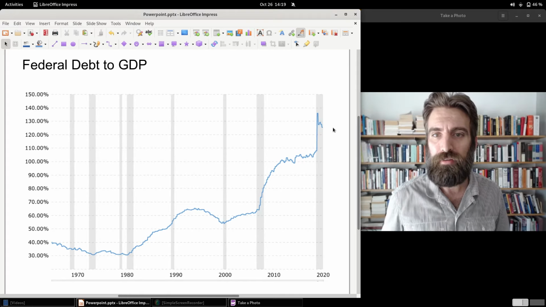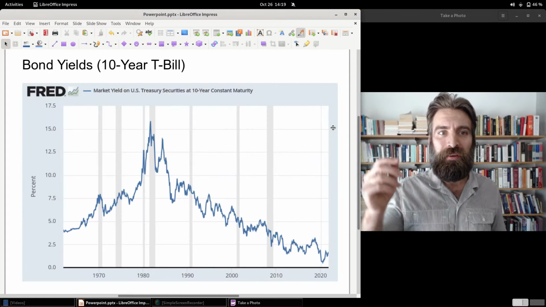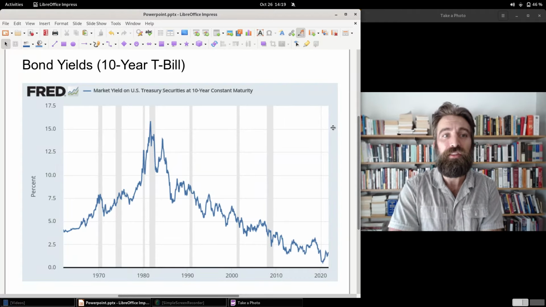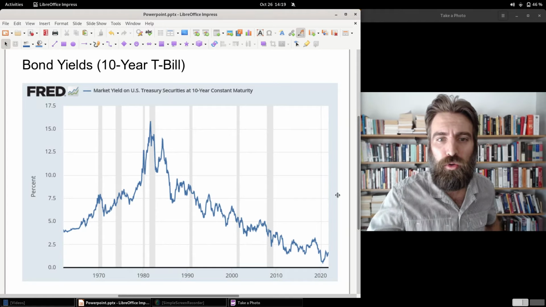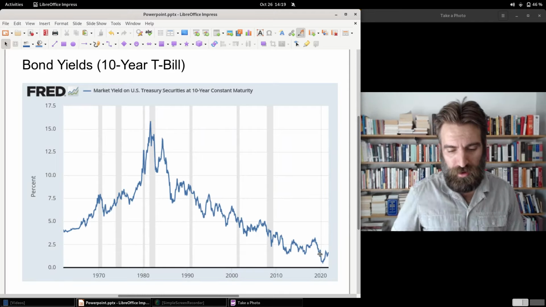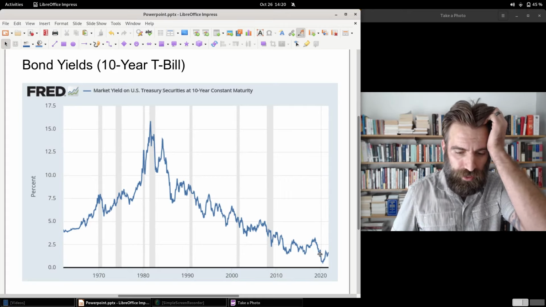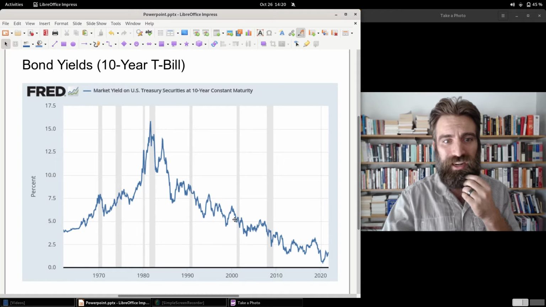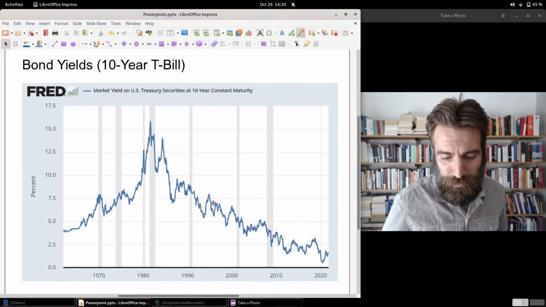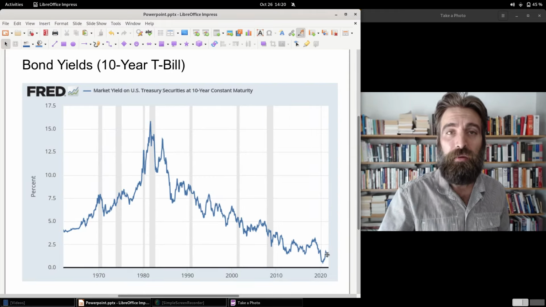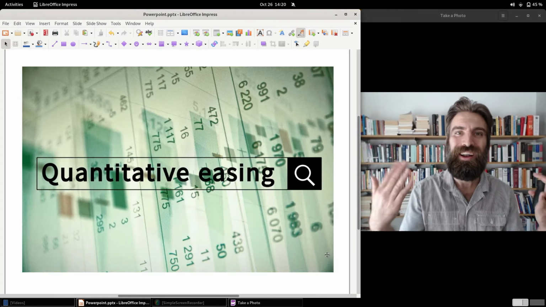Call me skeptical. Now, one reason why the debt has exploded is because the Treasury bond yield is so low right now. Historically low. The 10-year T-bill right now is only 1.5%, and it used to average, until like the 2000s, between 5 and 8%. Now it's 1.5%. Very, very low. And the reason for this is quantitative easing.